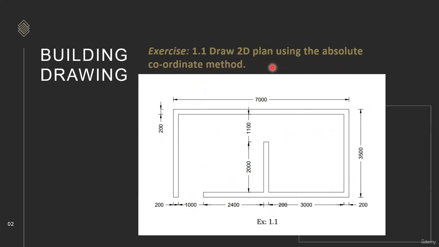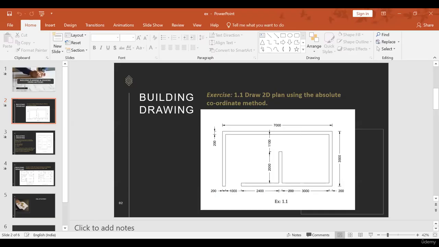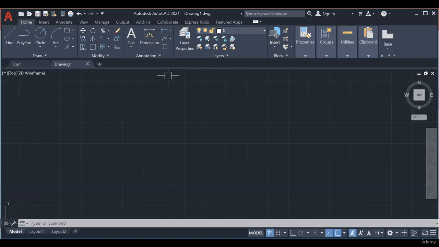Okay, absolute coordinate method, we also just see by using the tools. The dimensions are also given, everything is given here. We only need to go to AutoCAD and draw that one. I'll go to the AutoCAD software and let's see how to draw that.